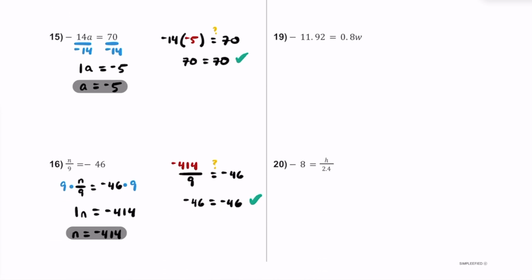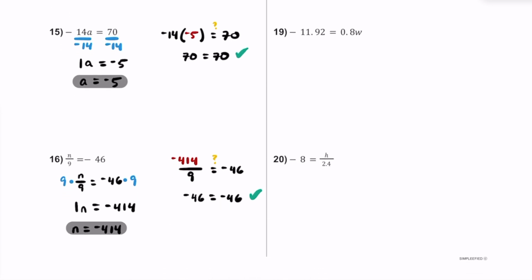All right, for number 19, we have decimals here. Notice how we have a multiplication here. We have 0.8 times w. If we're trying to figure out what w is, we really want to get this coefficient to be 1.